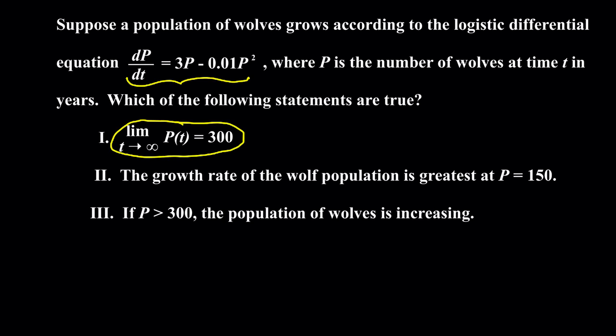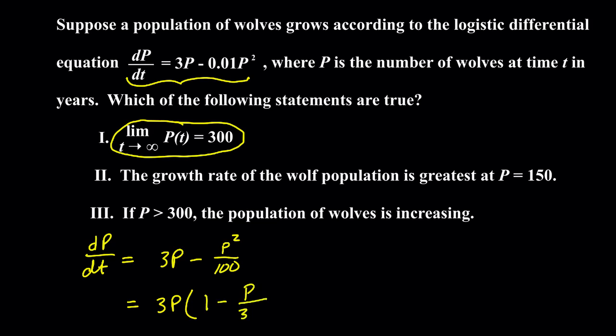All right, so what we need to do is take a look at our problem here. dP/dt equals 3P minus, I'm going to change 0.01 to be 1 over 100 times P squared, which would give us P squared over 100. So I'm going to factor 3P out of this, which leaves you with 1 minus P over 300, and therefore, yes, because this number is 300 right here, that is our carrying capacity, so that is true.